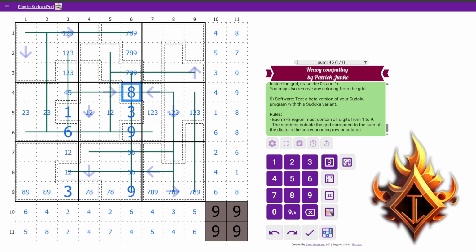That makes that one 8. And these were 7, 8, 9. These were 7, 6. And these were 8, 9.